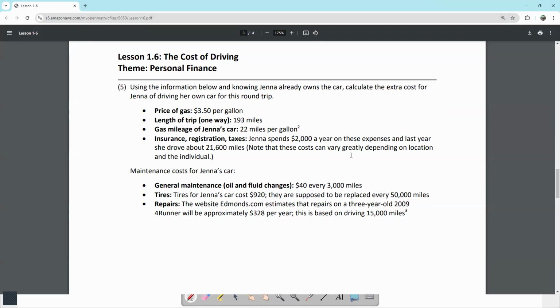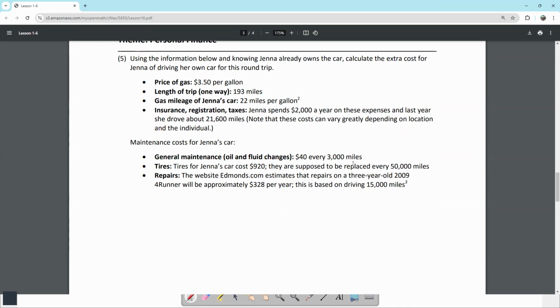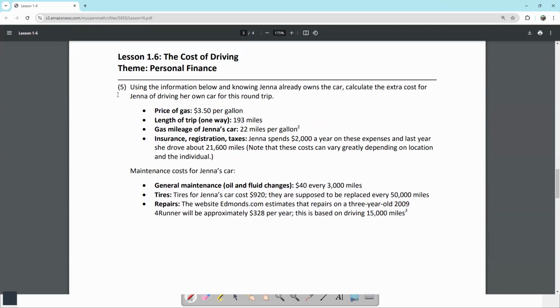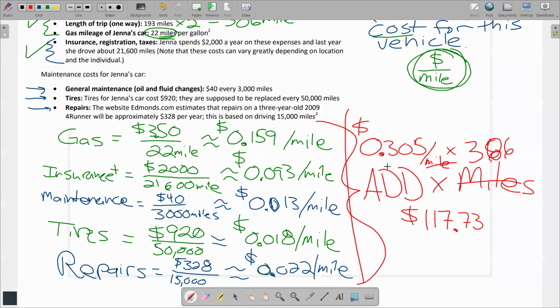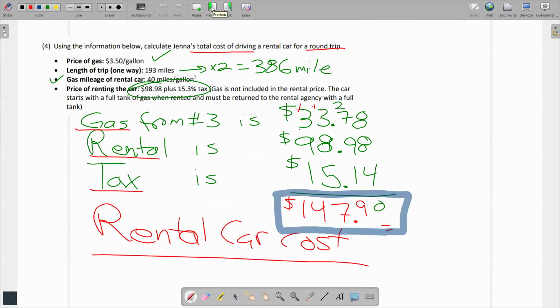Okay, so we did that estimate for Jenna's car. So let's compare for a second here. What did we do? Where are my notes? There they are. $117.73 for her car. If we factor in all of her other stuff, we got $147.90 for the rental car.